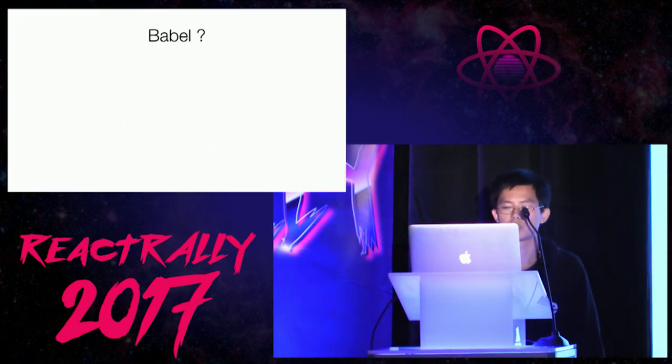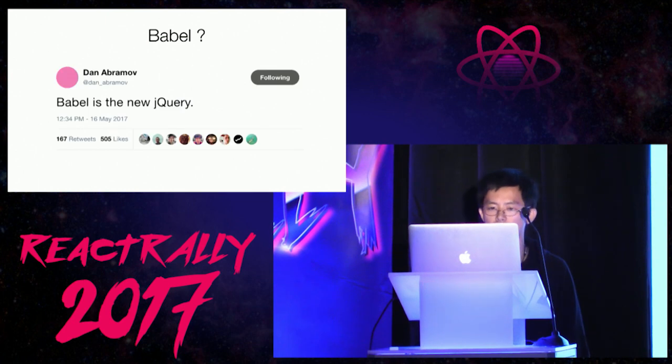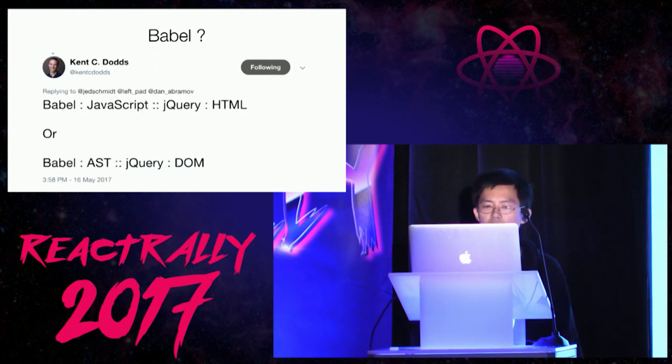And so what's Babel? If we ask Dan, Babel is the new jQuery. What does that mean, though? Ken puts it well. Babel is to JavaScript as jQuery is to HTML. Babel helps you manipulate the AST like jQuery helps you manipulate the DOM.